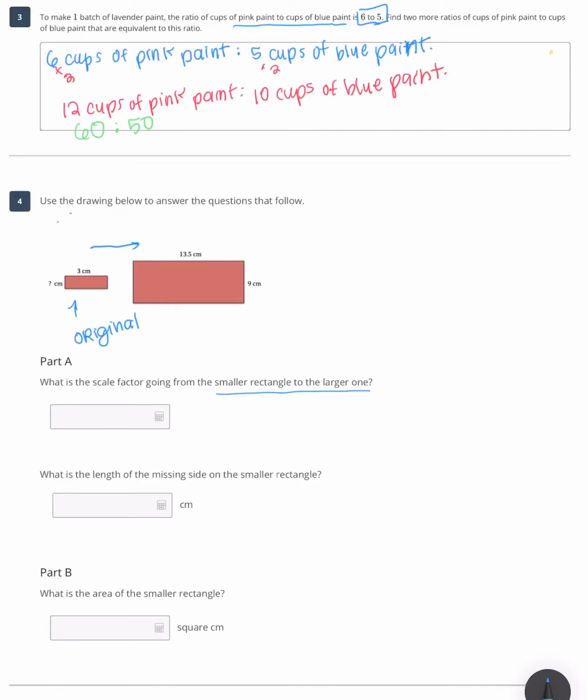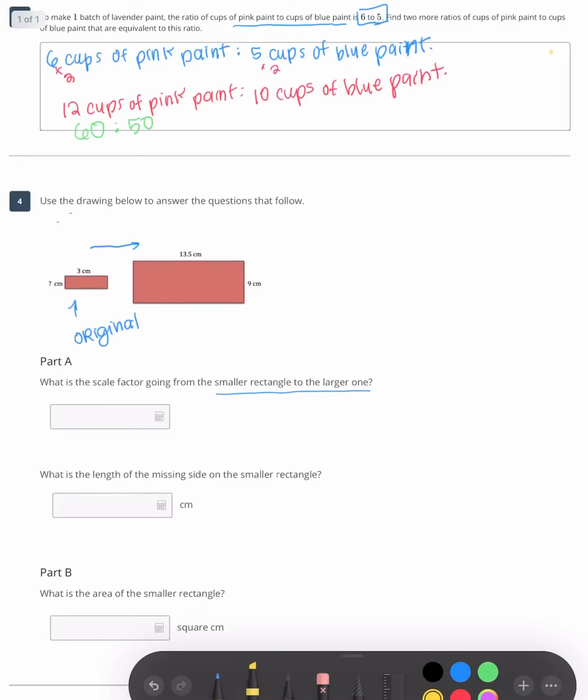So I want you guys to ask yourself, well, if it's getting bigger, will my scale factor be more than 1 or less than 1? If you guess more than 1, you are absolutely correct. So I'm looking for the scale factor, which I can highlight because I'm looking for the scale factor.